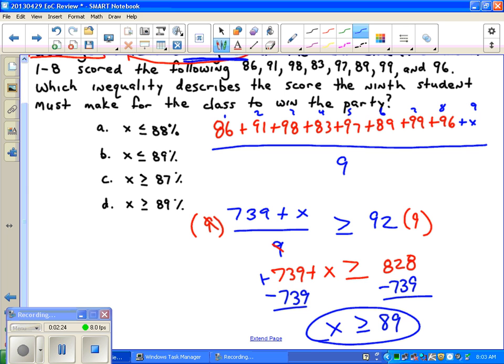Again, as you're looking at your answer choices for something like this, one says x is less than or equal to, less than or equal to. We know it has to be greater than or equal to, so you can automatically get rid of A and B and give yourself a 50-50 shot between 87 and 89.